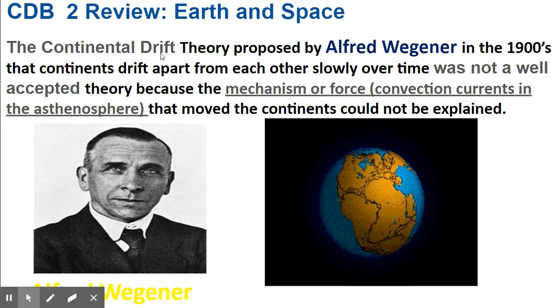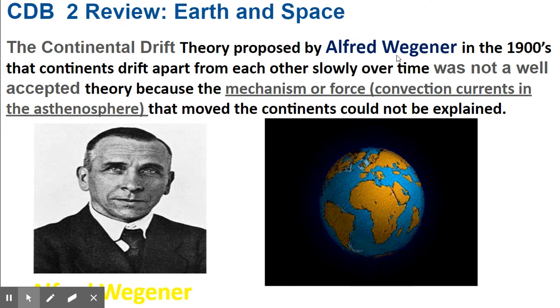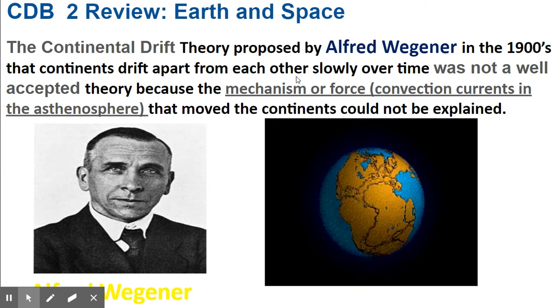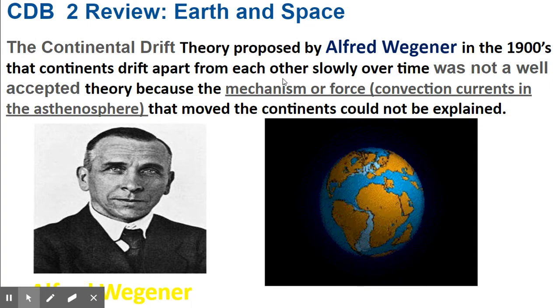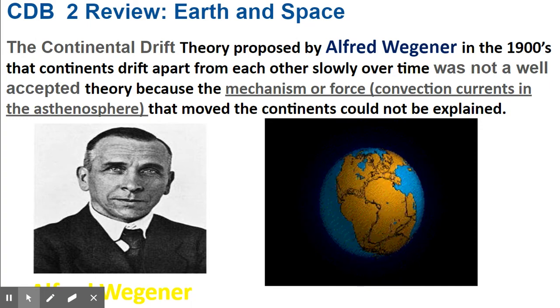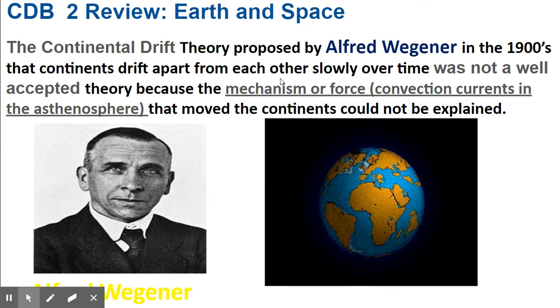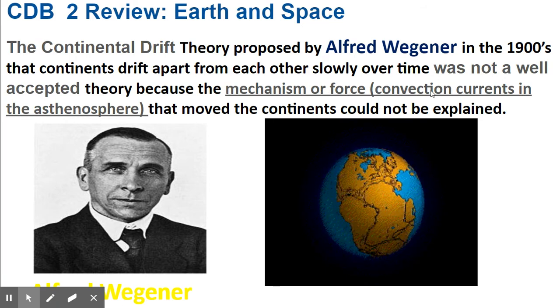The continental drift theory proposed by Alfred Wegener in the 1900s, that continents drift apart from each other slowly over time, was not well accepted because the mechanism or force that moved the continents could not be explained. And that mechanism or force are convection currents in the asthenosphere.